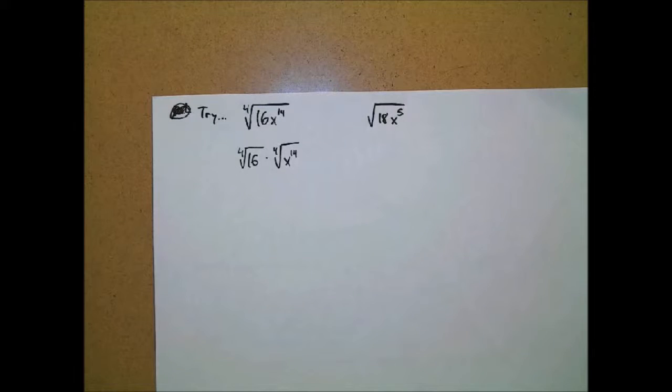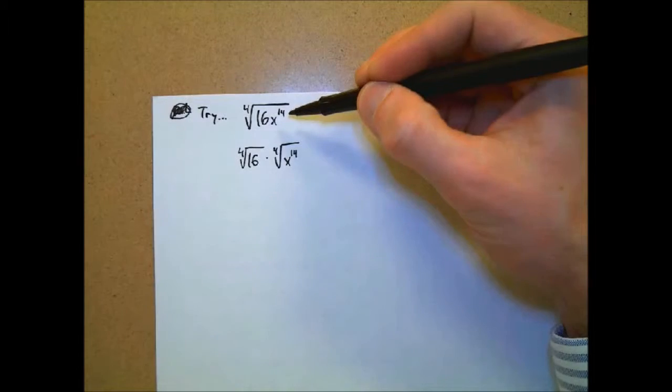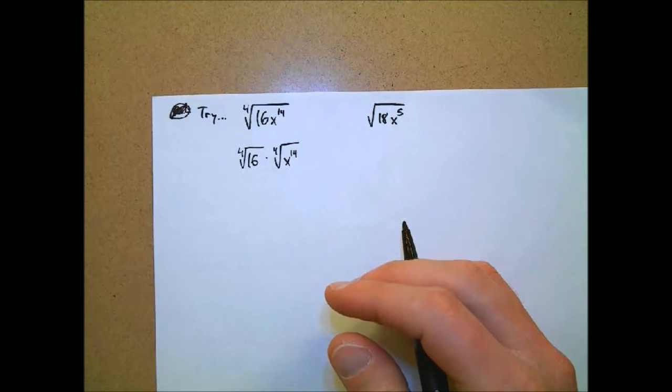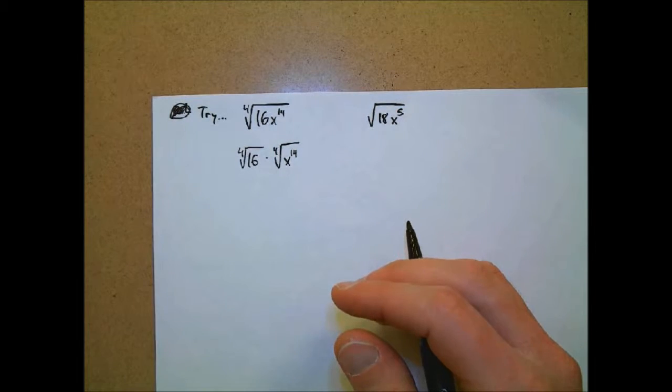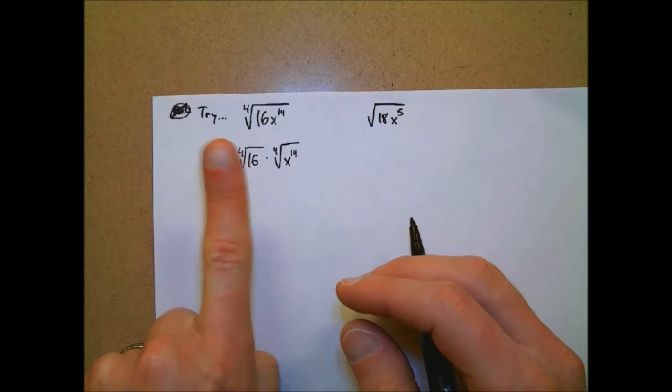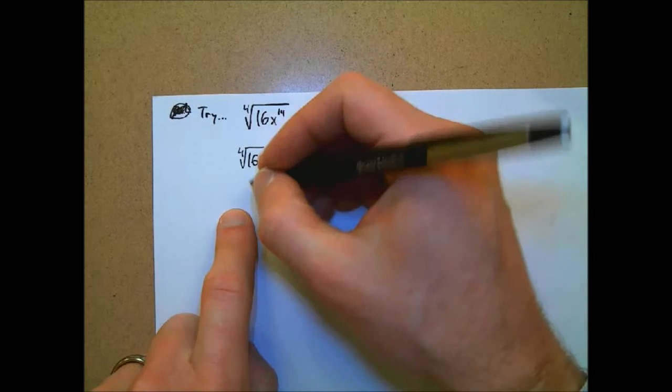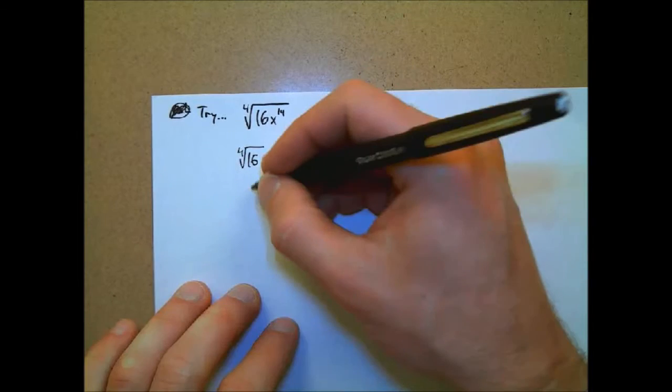But again, when you're taking the fourth root, you can break it up, so like this, right? You can break up that fourth root over the 16 and the x to the 14th. You can just do the fourth root of 16. That is just 2, right? 16 is 2 to the fourth. So this simplifies down just to 2 there.